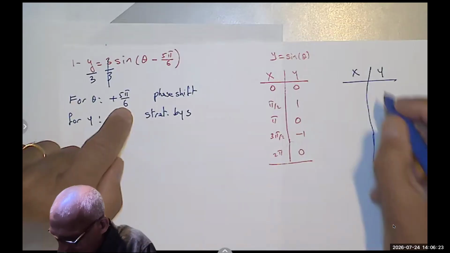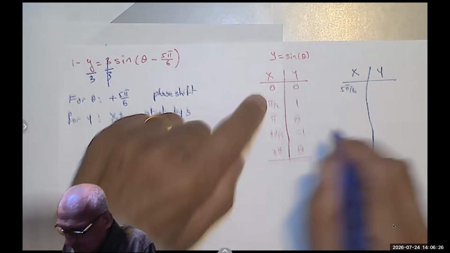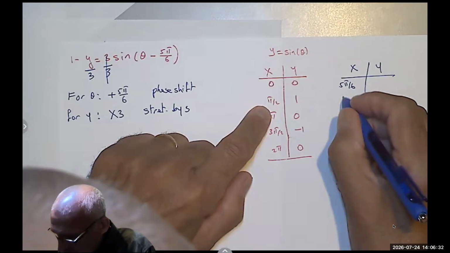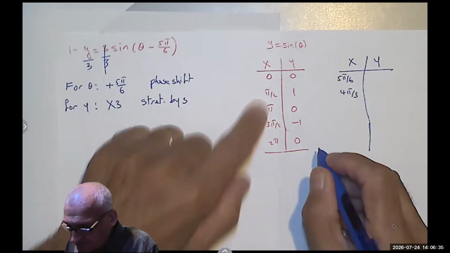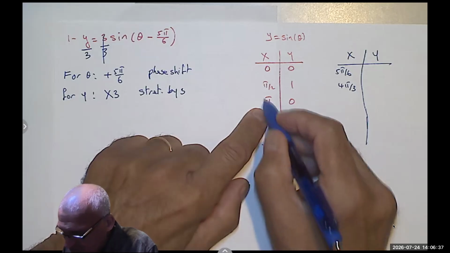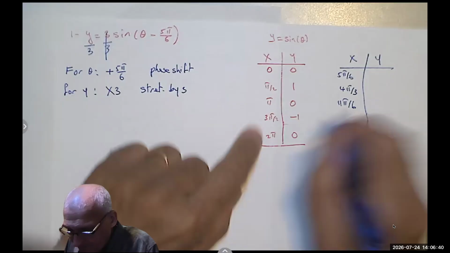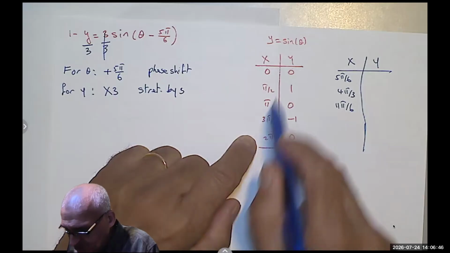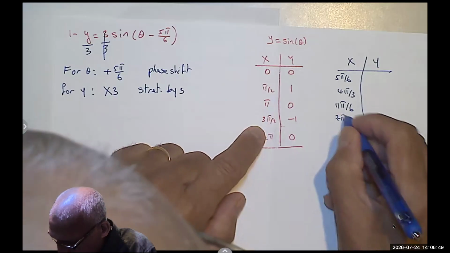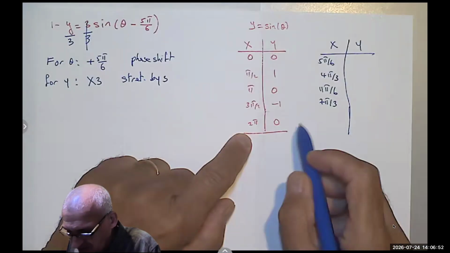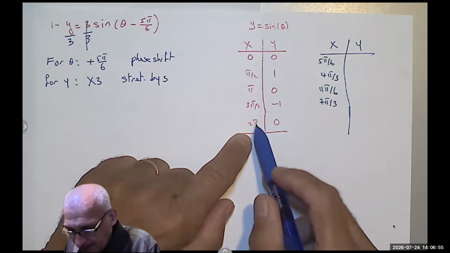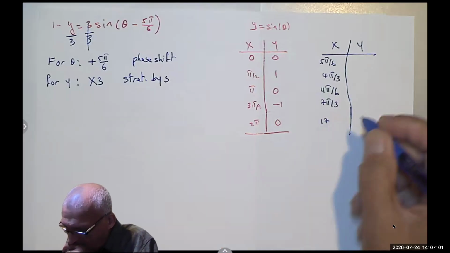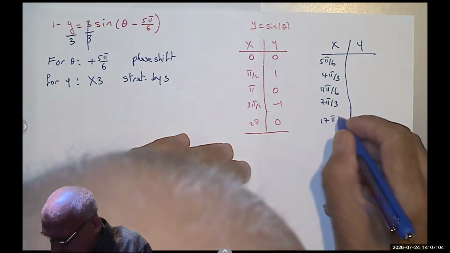For the x values, we add 5 pi over 6. So 5 pi over 6. Pi over 2 is 3 pi over 6, so you get 8 pi over 6 or 4 pi over 3. You add 5 pi over 6 to pi, which is 6 over 6, and you get 11 pi over 6. You add 5 pi over 6 to 3 pi over 2, which is 9 pi over 6. So 5 plus 9 is 14 over 6, which is 7 pi over 3. I just don't want to waste your time. You can use a calculator and add the fractions. 2 pi is 12 over 6, and 5 is 5 over 6. You get 17 pi over 6.